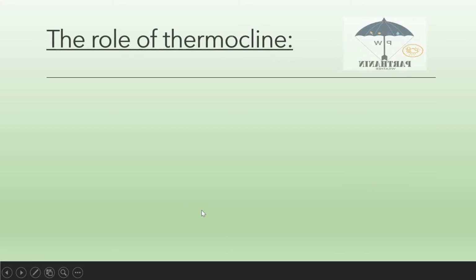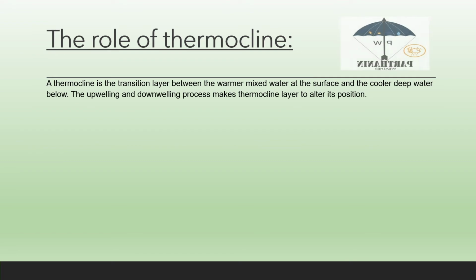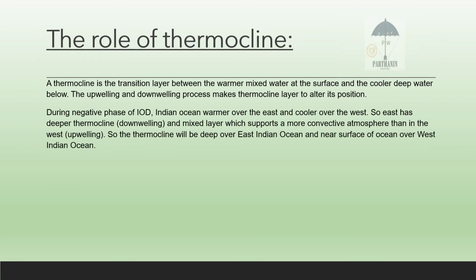Now let us see about the thermocline. We saw in the previous slide about the thermocline. It's a transition layer between warmer mixed water at the surface and the cooler deep water below. So the upwelling and downwelling process makes the thermocline layer alter its position. The place where the upwelling is, the thermocline will be staying at the surface. The place where downwelling is, the thermocline goes deeper into the ocean.